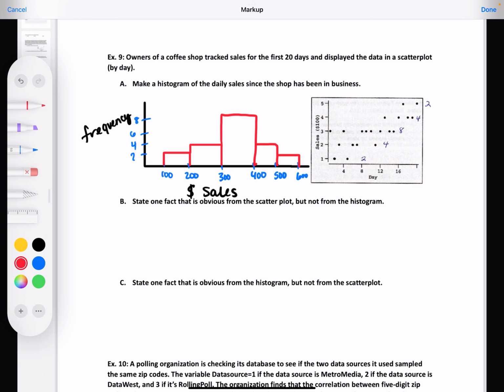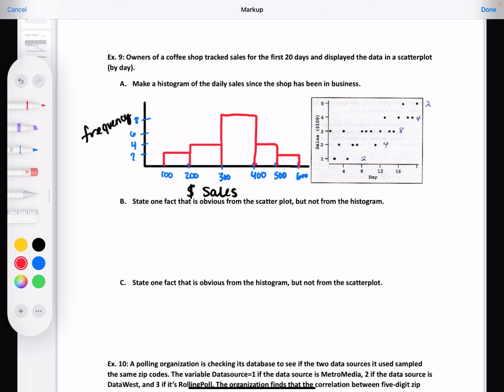Symmetric. State one fact that is obvious from the scatter plot but not the histogram. The dates. That's not what that's for. But that's not really what it was. I can answer C. What do you notice about the sales as the days have increased from day 1 to day 20?